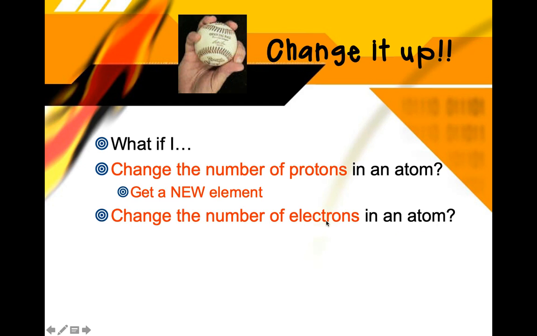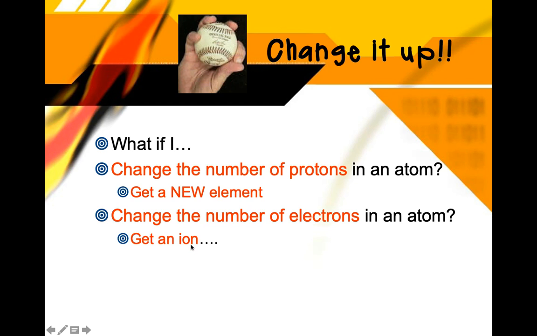If you change the electrons, it still is the same identity, but you get something called an ion, which we're going to talk more about later. So don't worry about that right now. Just write down this vocab word, ion. Ion has to do with being positive or negatively charged because your electron is negative. So if you get more electrons, you're negative. If you get less electrons, you're positive. Again, we'll talk more about that in a little bit.